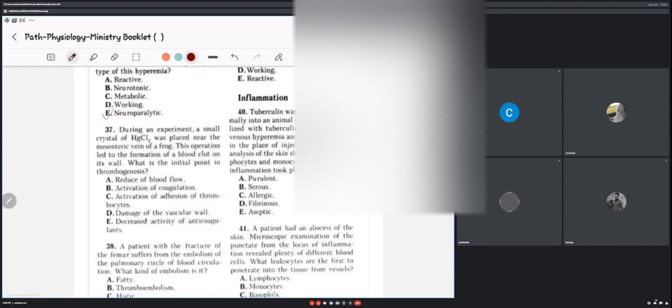What is the initial point in thrombogenesis? So all this question is asking is, thrombogenesis, right? Thrombogenesis is the production of a thrombus, that's the production of platelets. And what's the function of platelets? To help with the clotting, isn't it? When there's rupture, isn't it?